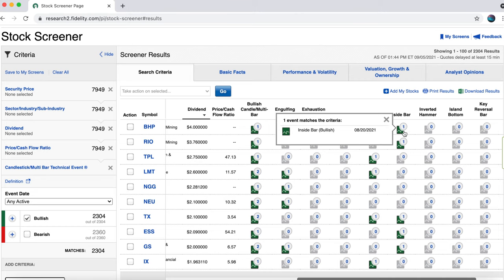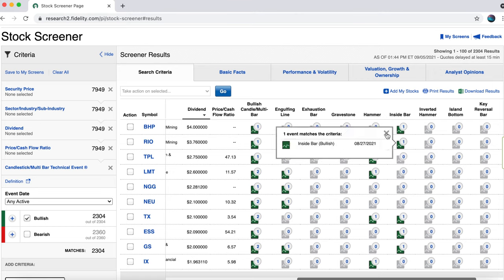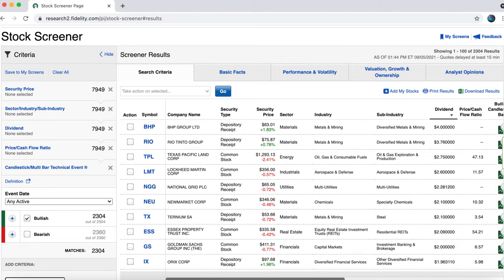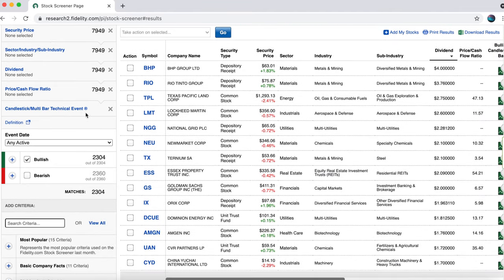So if you click on it, you get a date. So if you want to know, is this a recent kind of bullish technical or is this an older one, you click on them. And then you can kind of play around from there. So all of these are bullish technicals. And then if I wanted to go further, I can add more criteria. Because as you can see, if I just did bullish technicals, it'd be 2,304 stocks.